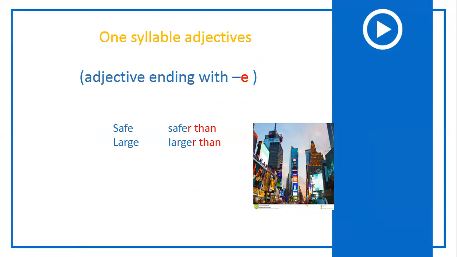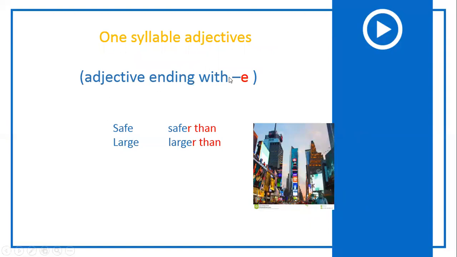And rule number 3, safe, safer. What have we added here? Yes, only R. And large, again, only R. And why have we added only R here, not ER as in the previous slides? Because it's again a one-syllable adjective, safe. The E we don't pronounce in English. And large, again, we don't pronounce it. So we have only one syllable, safe, large.